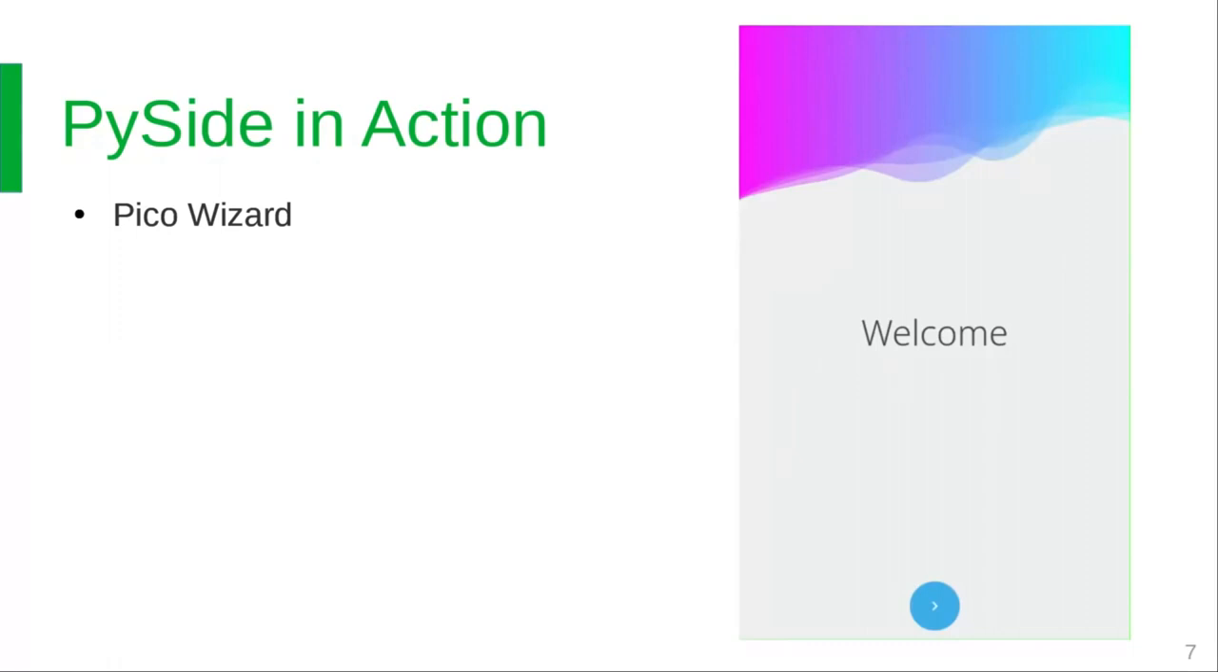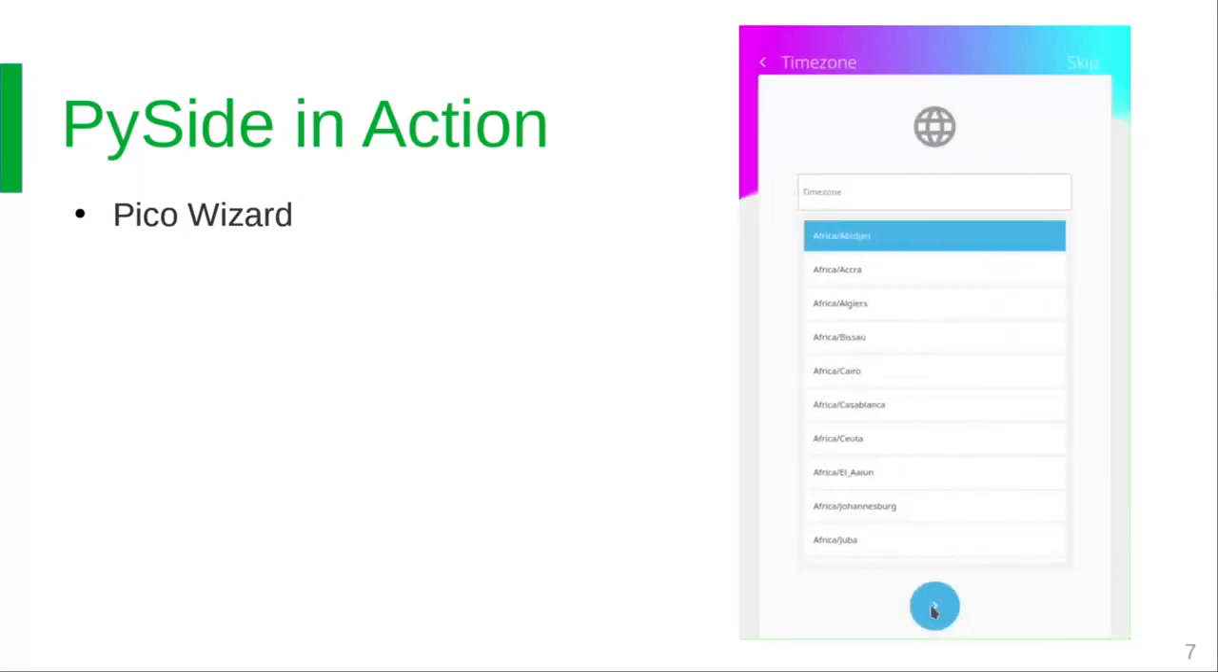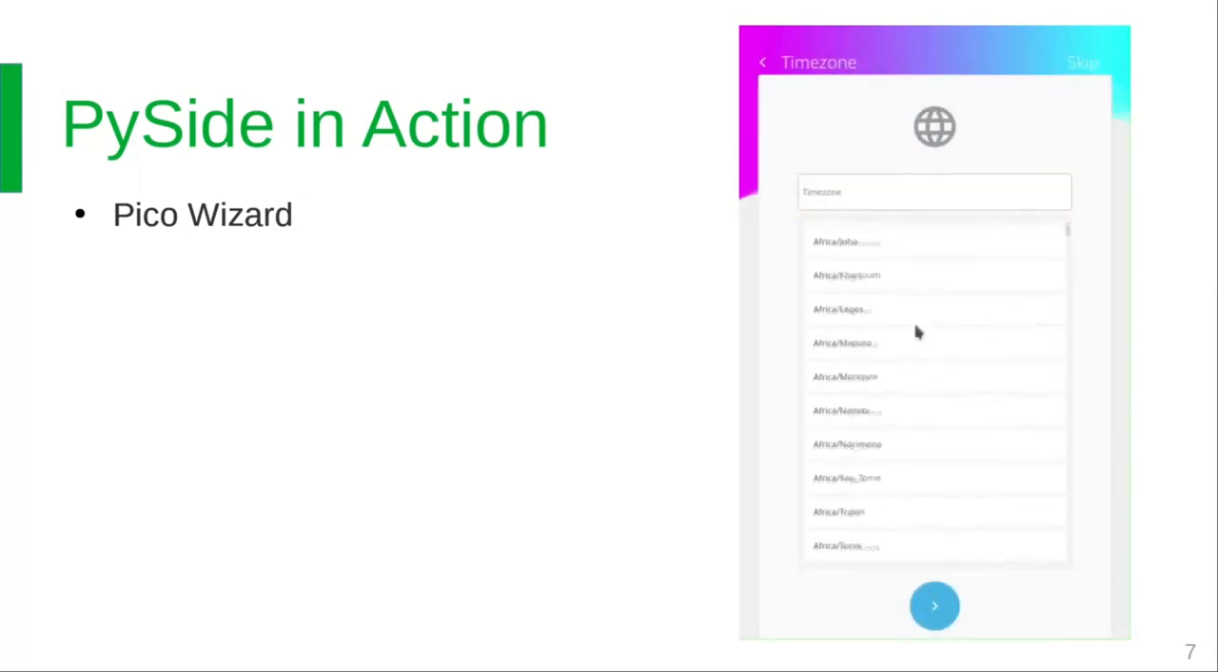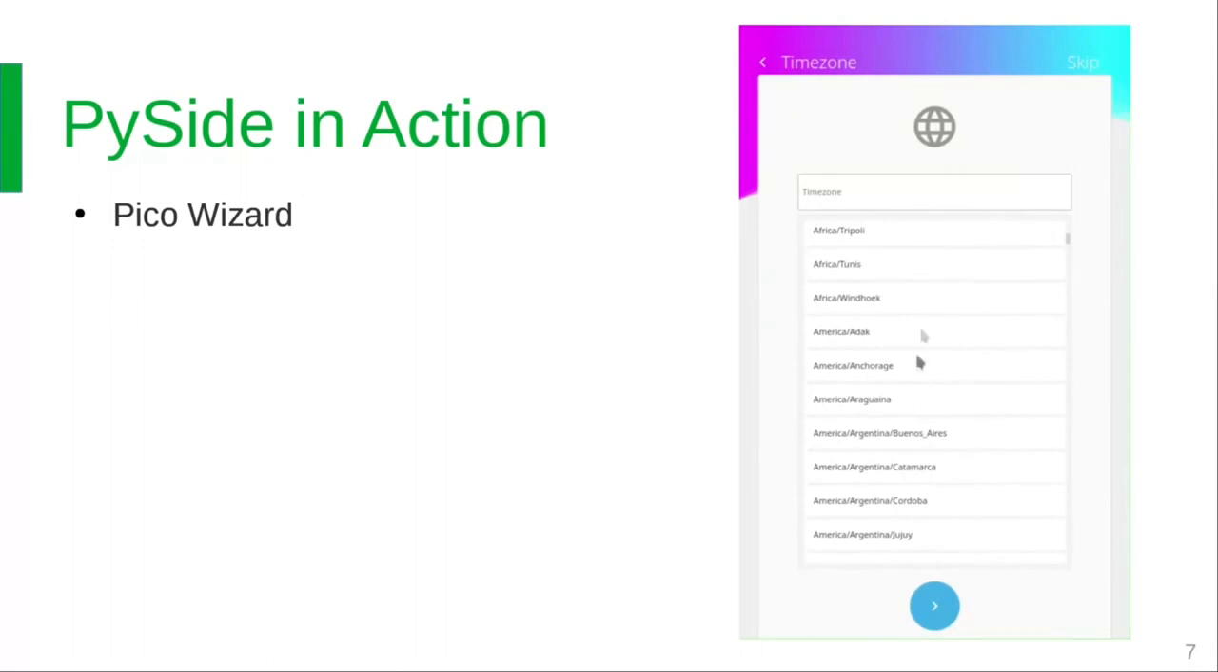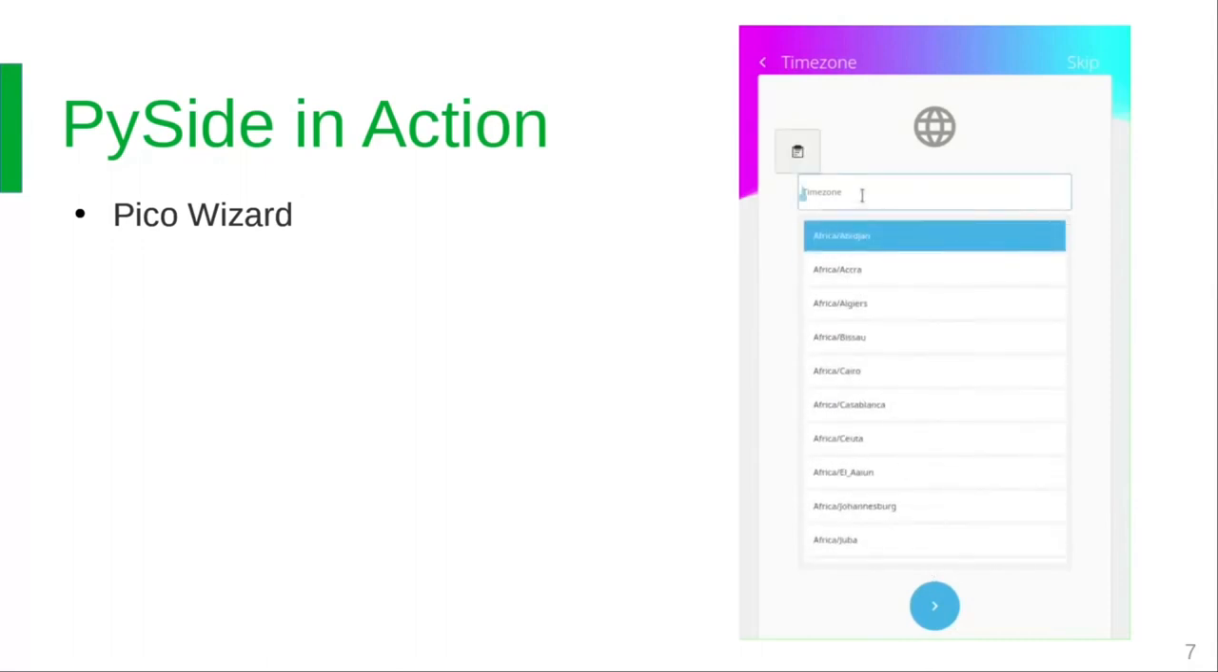This is a live demo of a PySide application. This is Pico Wizard, the first run wizard which is shipped with Plasma Mobile on Manjaro. This is the time zone screen. You can scroll the time zones and select your time zone. You can also type to filter the time zones and click next to set the time zone.